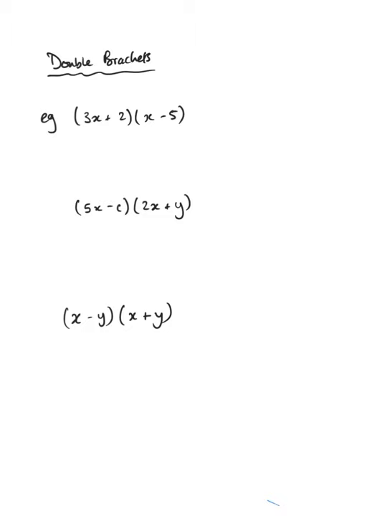So, if I start here, 3x times x is 3x squared. Now I've done 3x times x, but I also need to do 3x times minus 5. So I'm multiplying everything in that first bracket by everything in the second bracket. So that gives me minus 15x. I still haven't finished, so I need to do everything in that first bracket by everything in the second bracket. So 2 times x, plus 2x. And to finish off, I'm going to have minus 10.